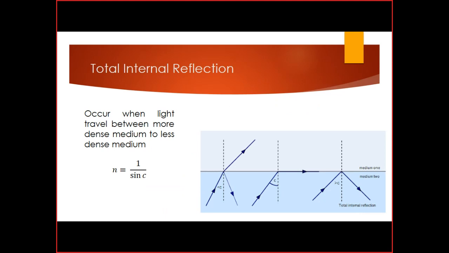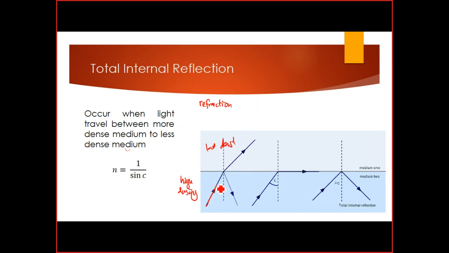And then last but not least, we have total internal reflection. This one I actually enjoy teaching my students. This occurs when the light travels from a more dense medium to a less dense medium. Before this we have refraction, which occurs when light travels between media. But now if light is traveling from a high density to a low density medium, something interesting will happen.